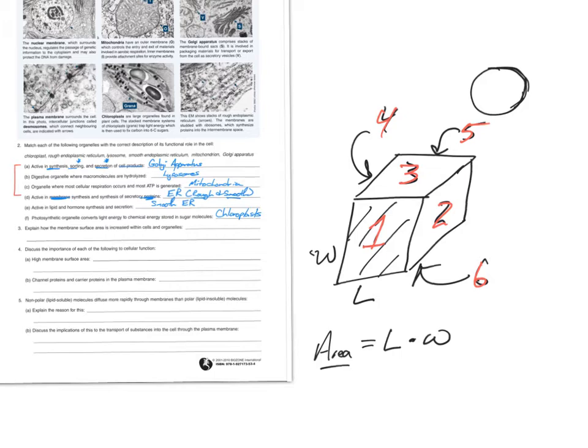Say that again. The cell's surface area can change if it's shrinking or... Well, that's true. If it shrinks and expands, it could change the surface area. But there's a more important question. What is the surface area helping with? What's it going to do? What happens at the surface of a cell or an organelle?